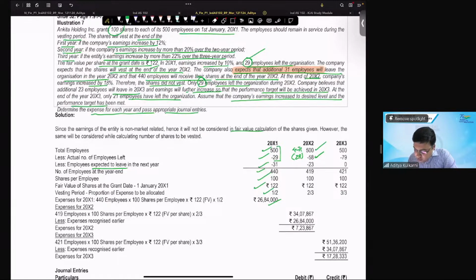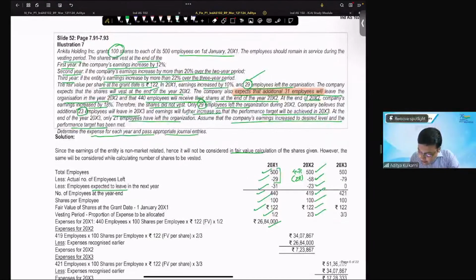And number of employees expected to leave 23. So 419. Shares per employee 100. Fair value 122. 2 by 3. I did not meet the condition in year 2 also. See, earnings increased only by 18%. It should have gone more than 20%. So I did not meet the condition. So the vesting period has increased from 2 years to 3 years.